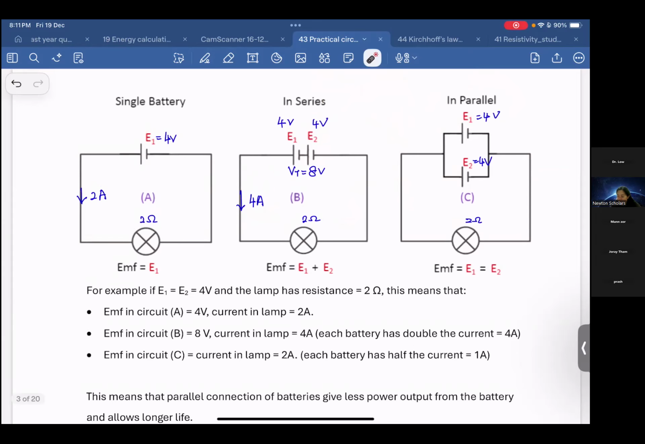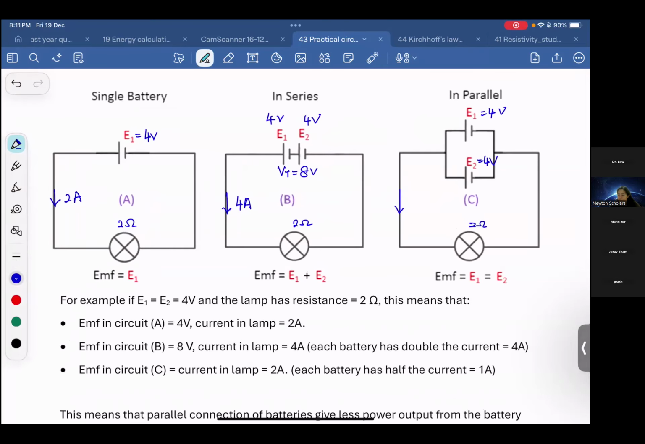Look at this third case, the parallel case. What is your total current here? What is the total current flowing in this circuit? Why do I need to connect my battery in parallel? Since it's also giving me 4 volt, why do I need to connect it in parallel? What is the total current in the circuit in the third case? I can say 2 ampere, yes.